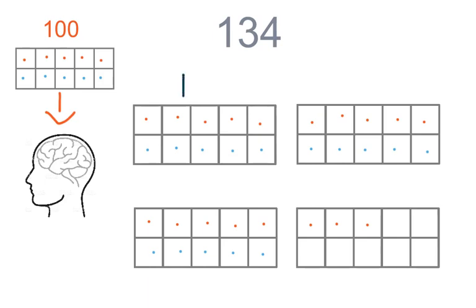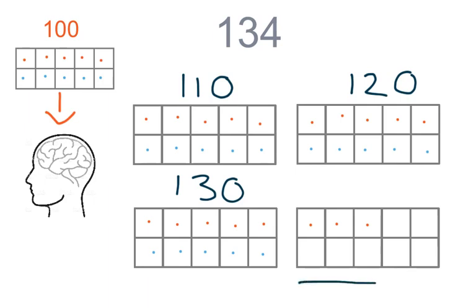100, 110, 120, 130, stop. We stop because this 10 frame is not full of 10 yet, so now we have to count by ones. 131, 132, 133. Our number for today is 134. How many dots do I need to add? 1. Nice job. Now it shows 134.